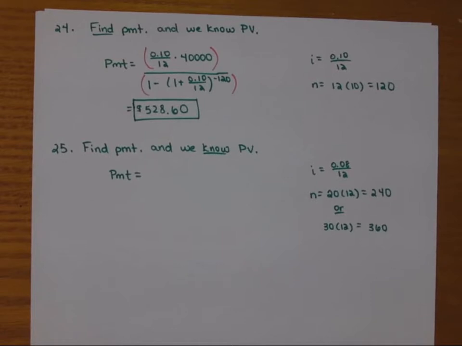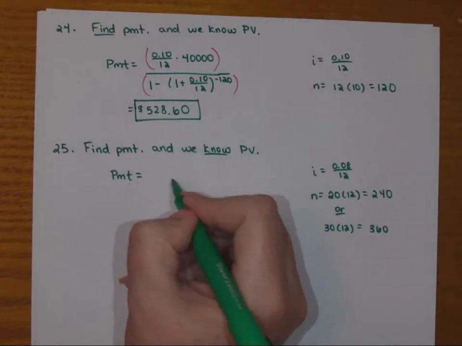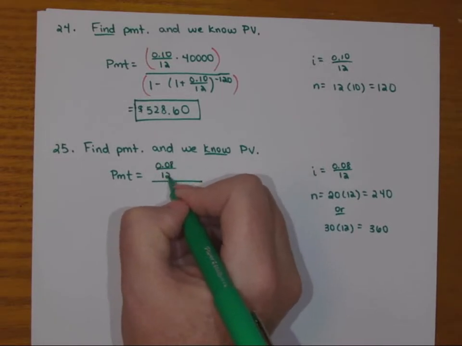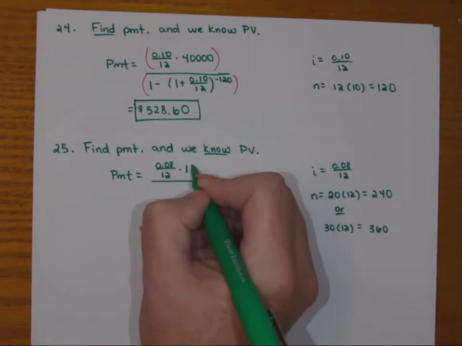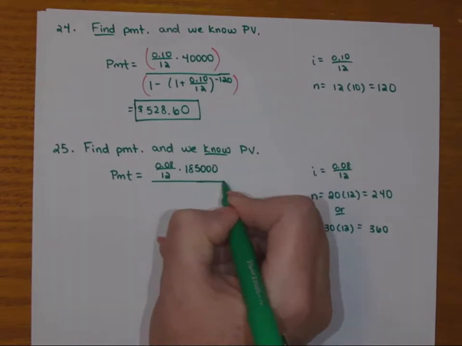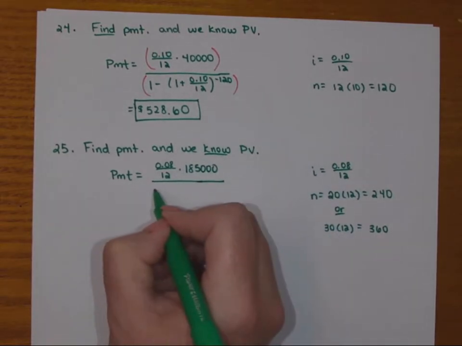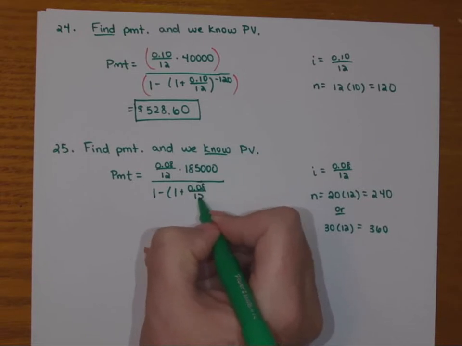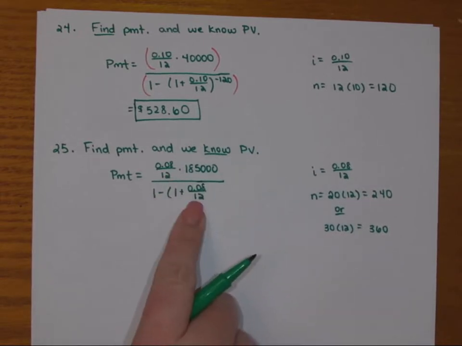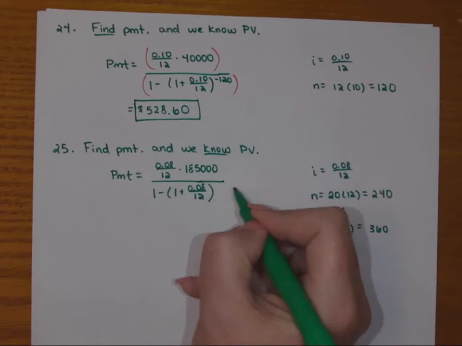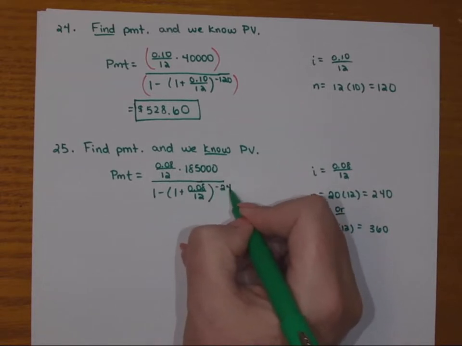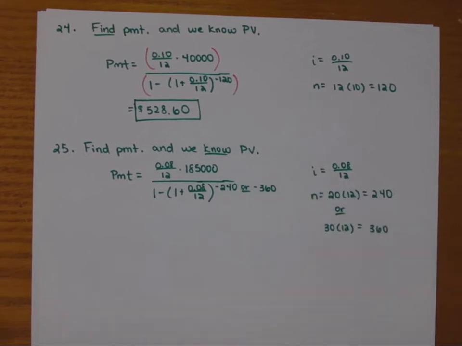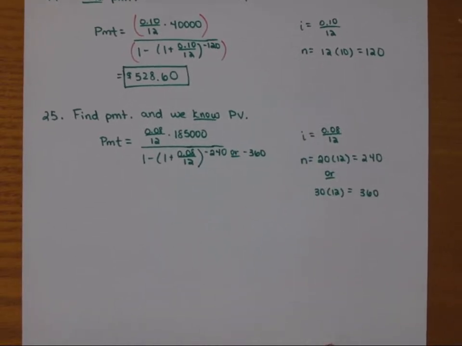Okay, so the formula is going to look the same. We're just going to say, we've got 0.08 over 12 times the 185,000 cash price of the house, and then over 1 minus 1 plus 0.08 over 12. Notice the fractions are always the same on top and bottom, no matter what formula you're using. And then you're going to say either to the negative 240 or to the negative 360 power. You'll have to figure these out separately, but my point is you're using the exact same formula.